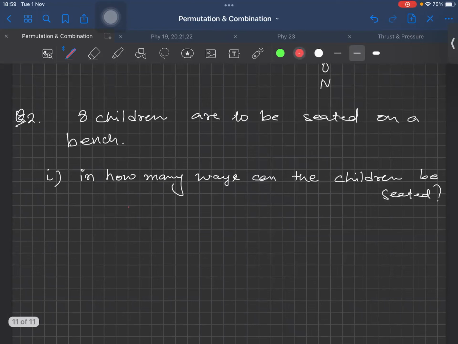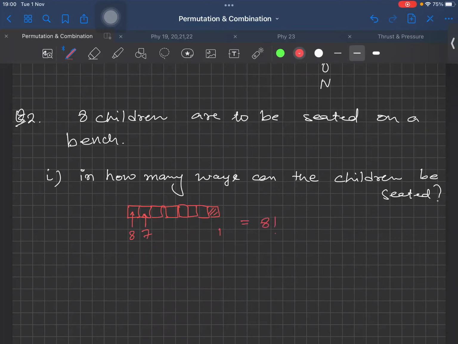There are 8 children. 8 factorial. Right? So eight children, they can be arranged in any manner, right? If one of the 8 children has occupied a position, then this position can be filled by either of the 8 children. Now 7 are remaining, so any one of the 7 can fill the next. Similarly, it goes down to 1 if the last one is remaining. So it will be again 8 factorial.